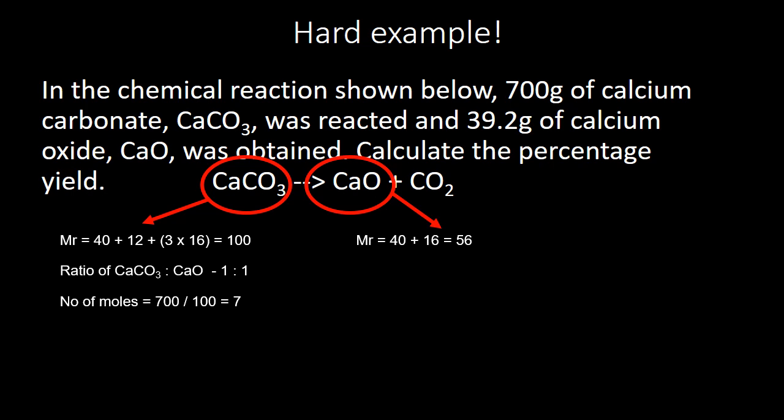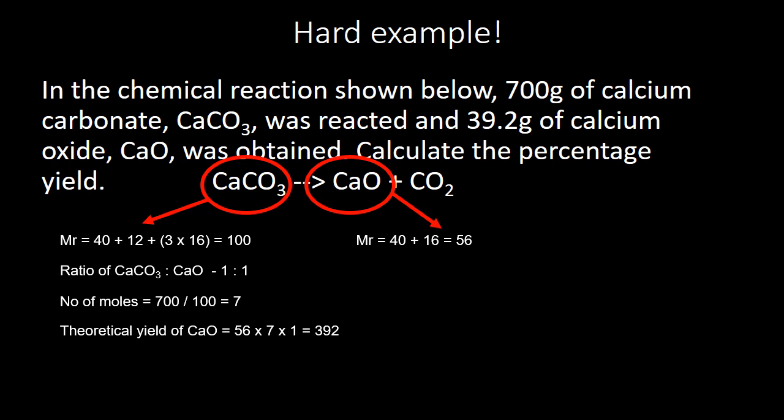When you're trying to work out the theoretical yield, so the theoretical maximum mass of calcium oxide that could have been produced, you have to multiply the relative formula mass of calcium oxide by the number of moles and by the ratio. Now in this case the ratio was 1, so again it doesn't matter. But if the ratio was, let's say, 1 to 2, so 1 mole of calcium carbonate to 2 moles of calcium oxide, then you would have to multiply 56 times 7 times 2.